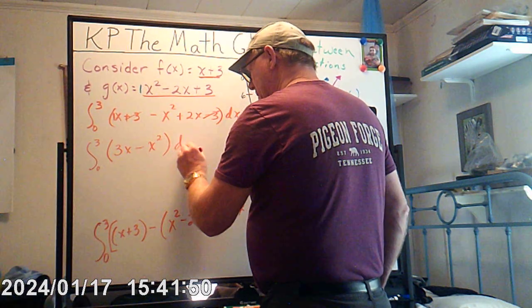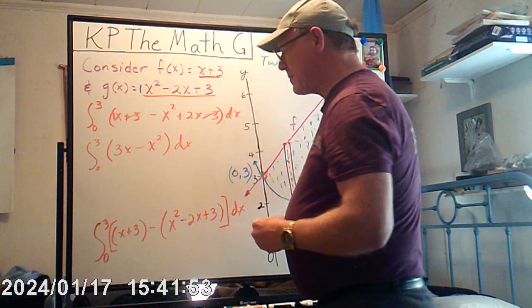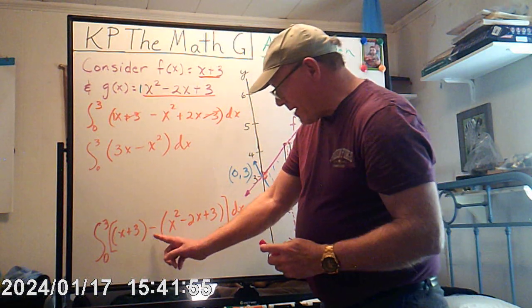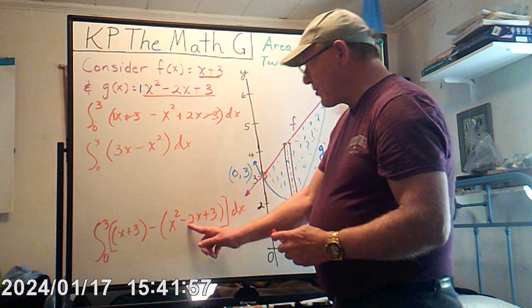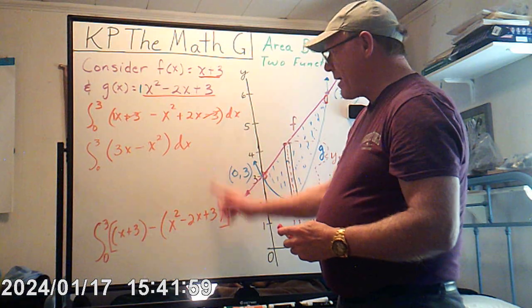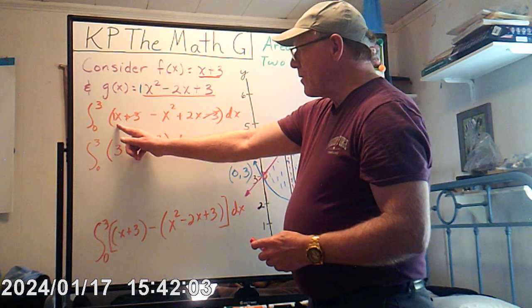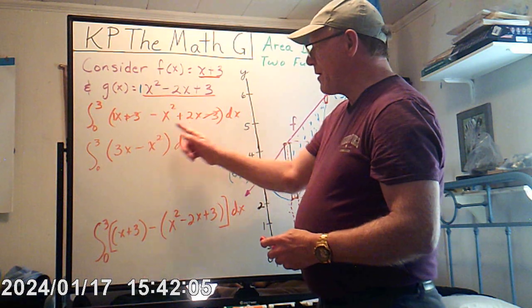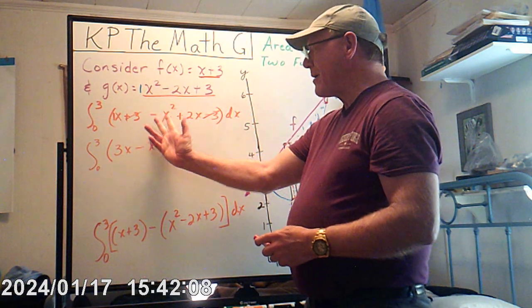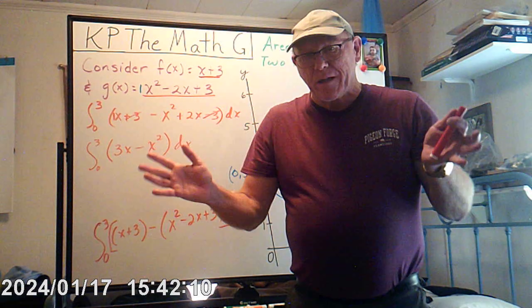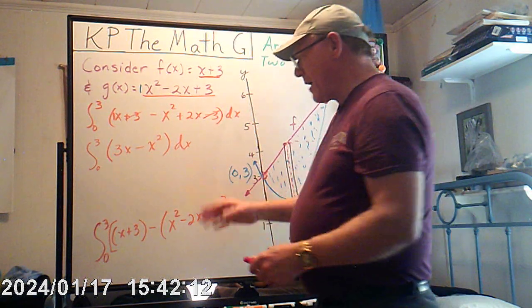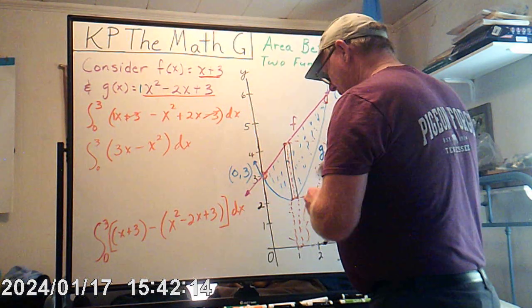And then dx. Now, did I do that right? Minus x squared plus 2x minus 3. 3 minus 3 is 0. 1x plus 2x is 3x, and then I've got a minus x squared here. We just have to be careful with our signs. Everything looks good. Okay.